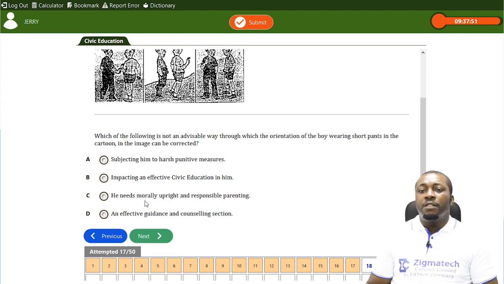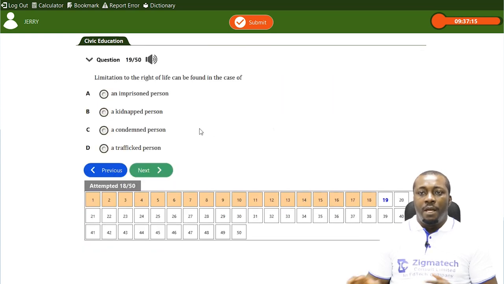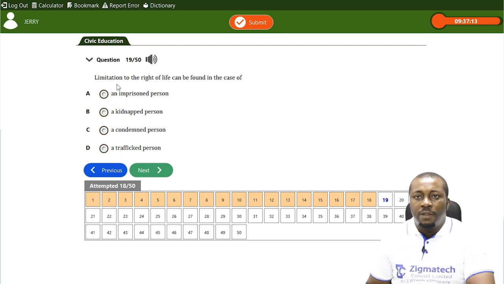C says he needs morally upright and responsible parenting. Yes, it's an advisable way to correct this person, to give him the right orientation. B says impacting effective civic education in him, citizenship education that will teach him about the values of our society, is an advisable way. A says subjecting him to harsh punitive measures, of course, is not an advisable way, because it can even make him hardened in what he believes. So this one is the odd one, which is the answer. Now we come back to normal questions.